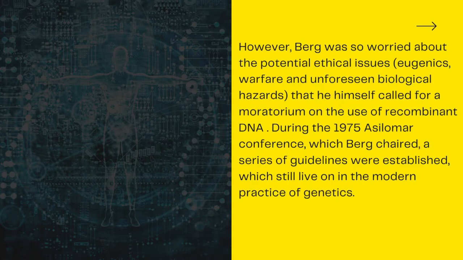However, Berg was so worried about the potential ethical issues, eugenics, warfare and unforeseen biological hazards, that he himself called for a moratorium on the use of recombinant DNA. During the 1975 Asilomar conference, which Berg chaired, a series of guidelines were established, which still live on in the modern practice of genetics.